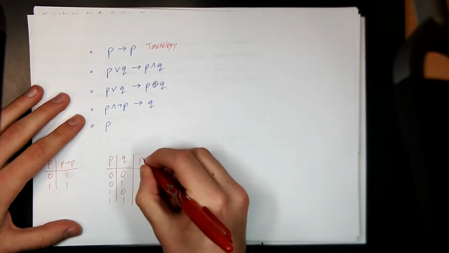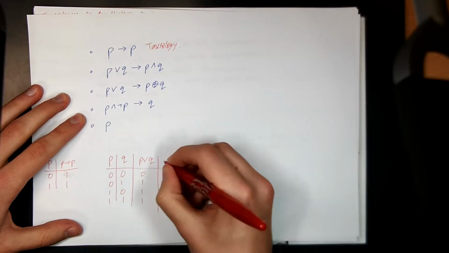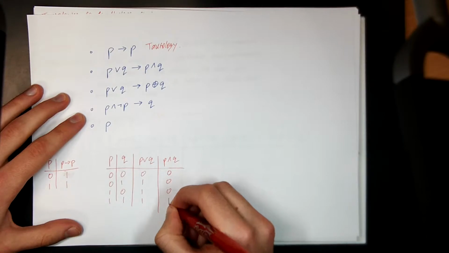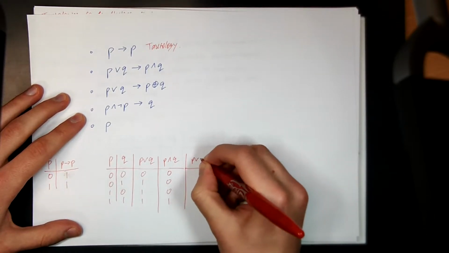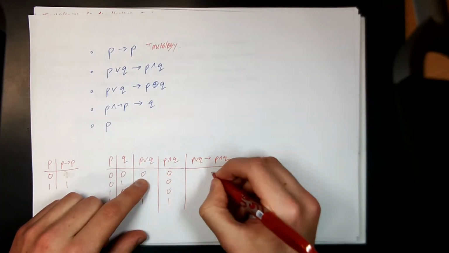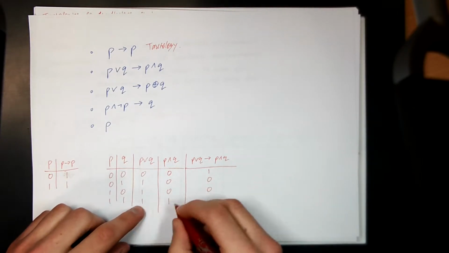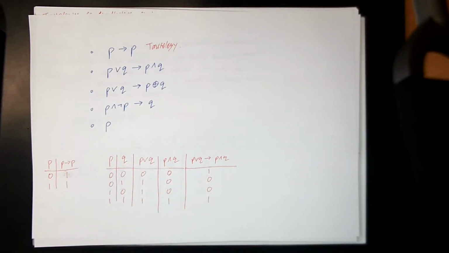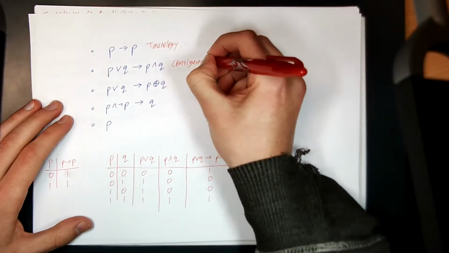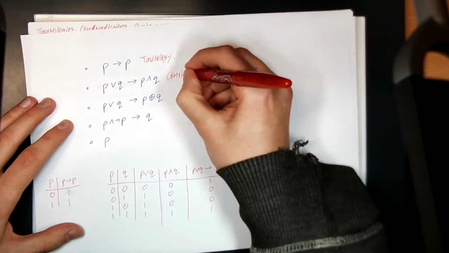Okay, P or Q is going to be 0, 1, 1, 1. P and Q is going to be 0, 0, 0, 1. P or Q implies P and Q. False implies false is true. True implies false is false. True implies false is false. True implies true is true. It's sometimes true and it's sometimes false. This makes this a contingency. I almost certainly spelled that word wrong. Yeah, drop the N. Contingency.